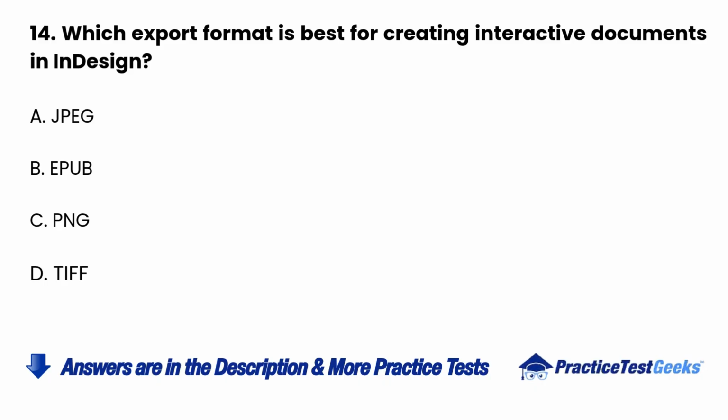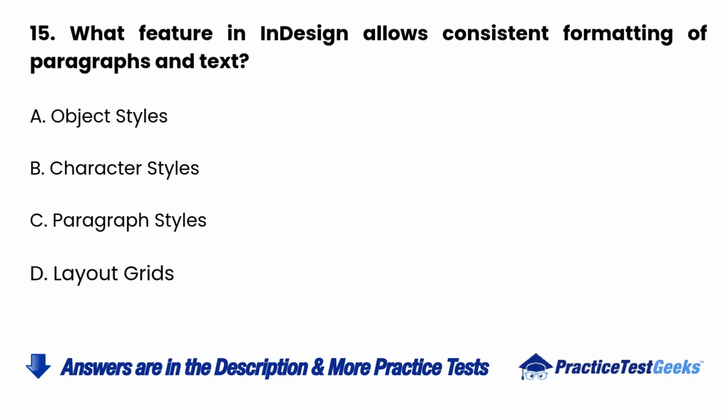14. Which export format is best for creating interactive documents in InDesign? A. JPEG. B. EPUB. C. PNG. D. TIFF. 15. What feature in InDesign allows consistent formatting of paragraphs and text? A. Object styles. B. Character styles. C. Paragraph styles. D. Layout grids.